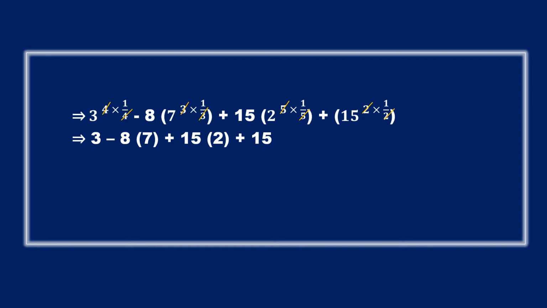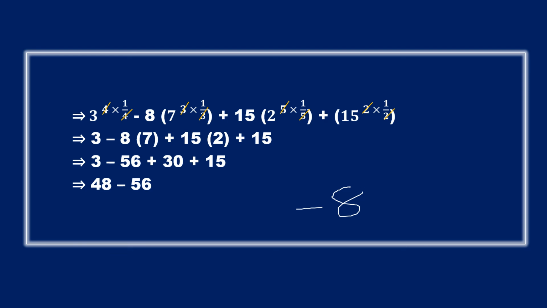Okay, now multiply these two first. Whatever is inside the brackets will be simplified. So 3 minus 7 8s are 56, 15 2s are 30. Okay, everything is in plus except minus 56. So add all these plus values first. 15 plus 30 is 45, plus 3 is 48. 48 minus 56: you should subtract these two because they have opposite signs. So 56 minus 48 is 8, and the bigger number is 56. It has a minus symbol. So your answer will be minus 8.